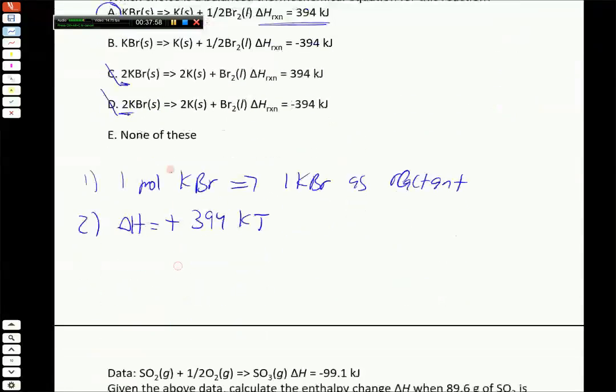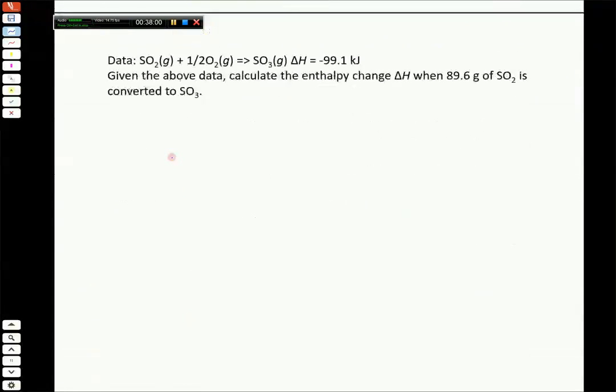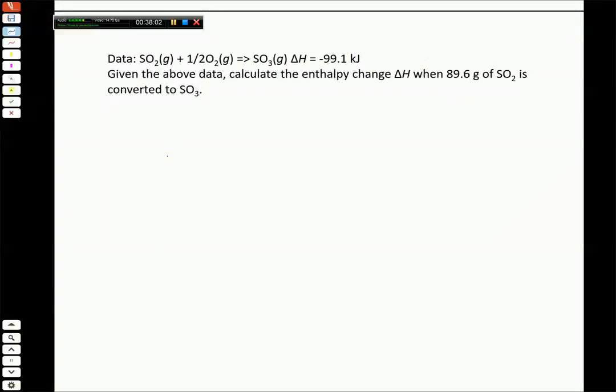Now let's talk about two questions where you'd use these, kind of in the same way that we would do stoichiometry. So these last couple problems here are going to be a lot like stoichiometry. The first one here we have the thermochemical equation for the oxidation of SO2 to SO3. Delta H is minus 99.1. With the above data, we want to calculate the enthalpy change when 89.6 grams of SO2 is converted to SO3.